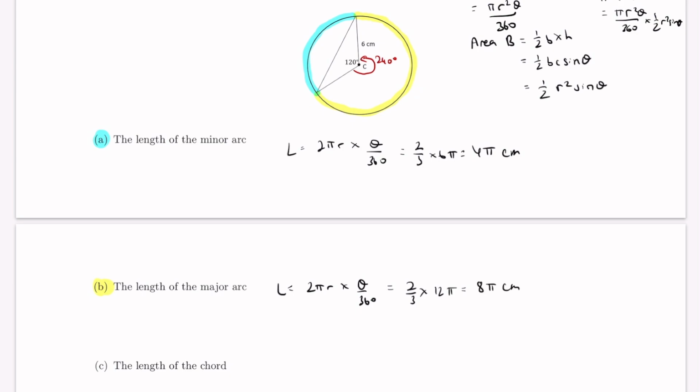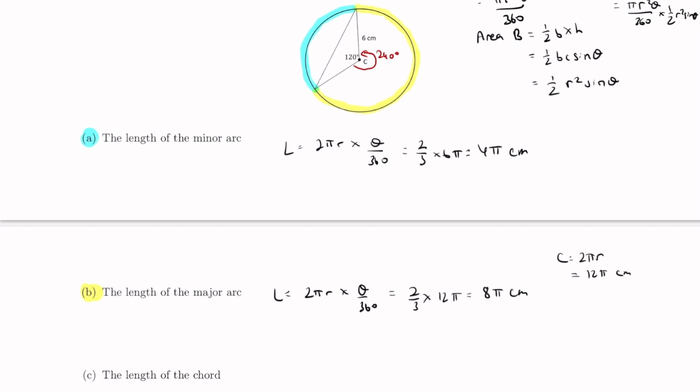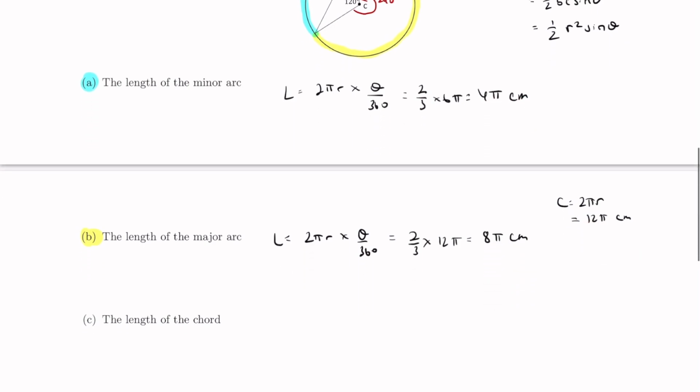Okay, and you can confirm that that works because you know that the total circumference is 2 pi r, which is 12 pi centimeters. And if you have a look, 4 pi plus 8 pi is 12 pi, yeah? Add these two together, they should give the total circumference. So that's a good thing.